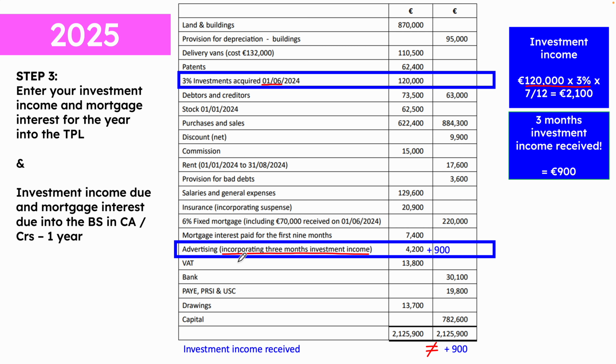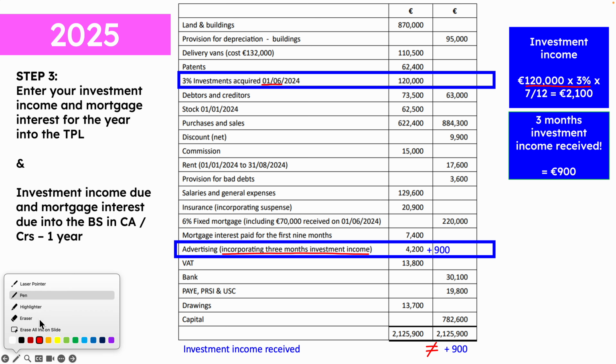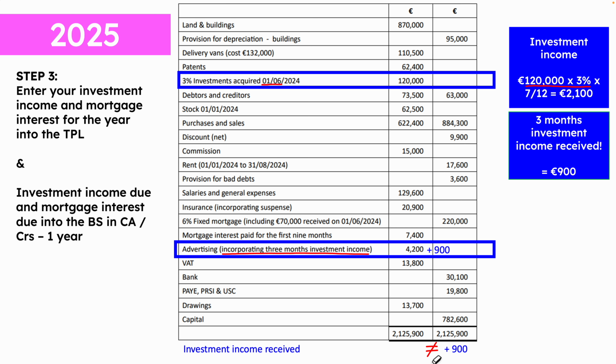Now, I know that seems counterintuitive to what you want to do, because incorporating 3 months investment income, you think, oh sure, I'll just take that out to fix it, so I'll minus it, but actually because of the double entry, you have to plus it, and then your two sides will equal again. So this requires that you understand the debits and credits.